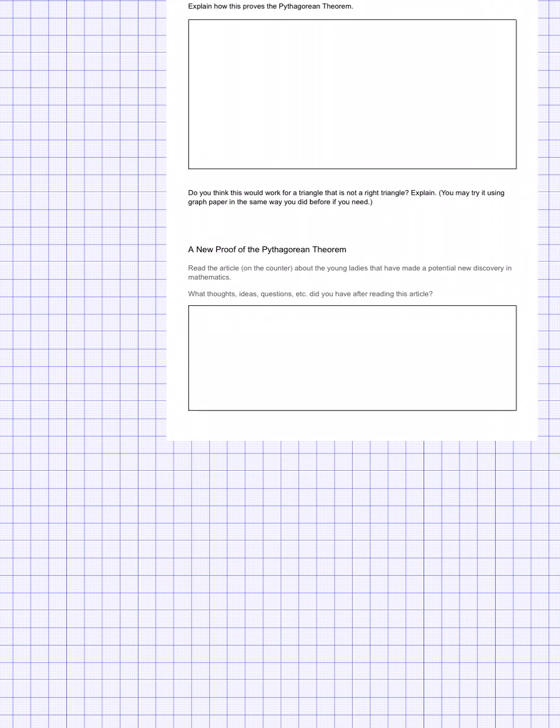Do you think this would work for a triangle that's not a right triangle? And then give me some kind of explanation of why you think that. You might want to try doing that same activity that we just did, but start off with a triangle that's not a right triangle and make those squares and see, can you line them all up? Read the article about a new proof for the Pythagorean theorem and tell me what thoughts, questions, concerns, anything that was going through your mind as you were reading that article.